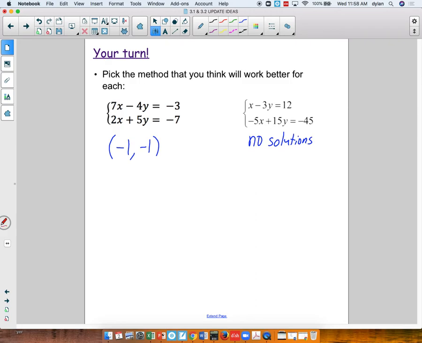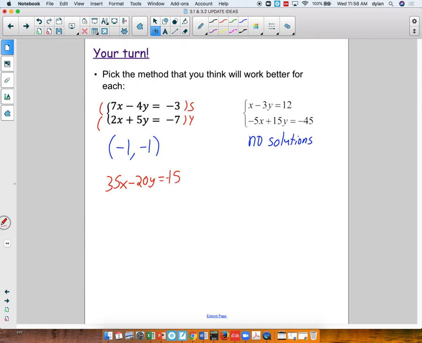So for the first example, I noticed that none of the variables are alone, which tells me I'm going to use elimination. And in this case, I need to multiply both equations to end up with a place where I can eliminate the variables. And I'm going to try to eliminate y by multiplying through on the top by 5 and on the bottom by 4.